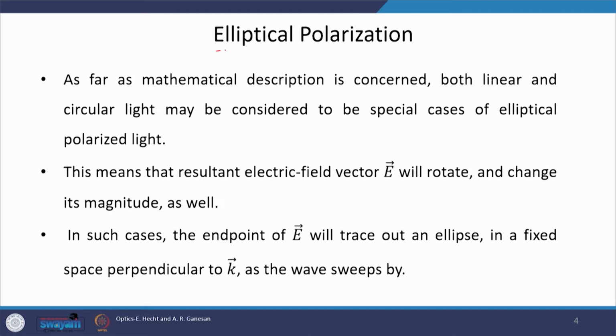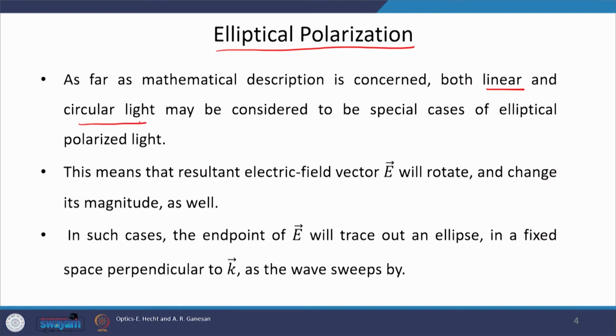Now, we will talk about elliptically polarized light, or elliptical polarization. In elliptically polarized light, the electric field tip will generate an ellipse, and this is already suggested by the name itself. Since it is an ellipse, both the direction and the magnitude of the E field change with the propagation or with time. Both direction and magnitude will not remain fixed. Linear and circular light may be considered to be special cases of elliptically polarized light. We will discuss this sentence in greater detail in a coming slide.